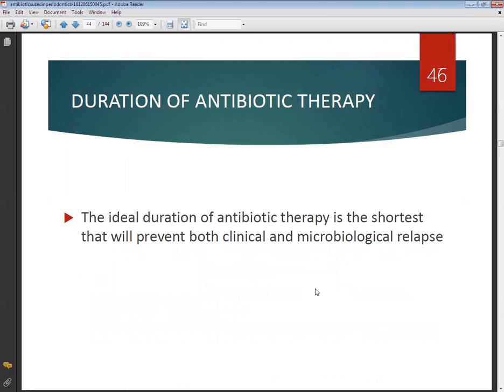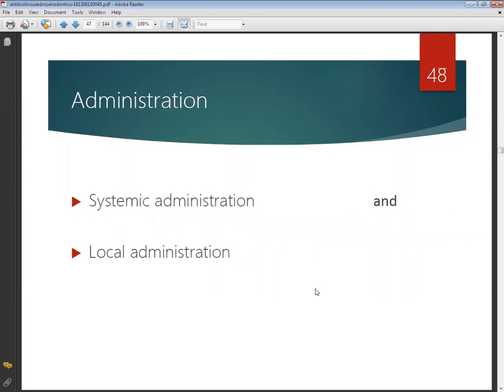For how long a duration do we have to prescribe the drug? The duration used to treat periodontal disease is usually short. You should treat both the clinical and the microbiological response. Now coming to administration of the drugs that are going to be used to treat periodontal disease.